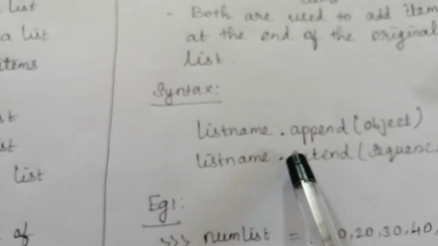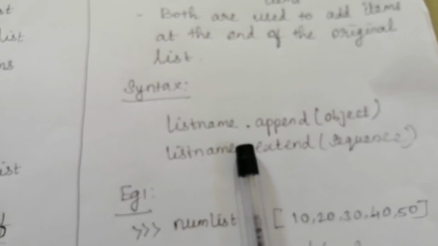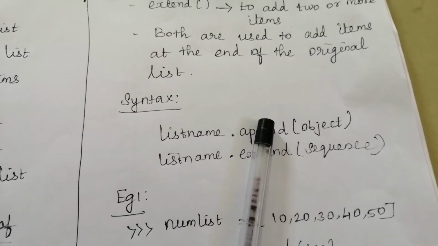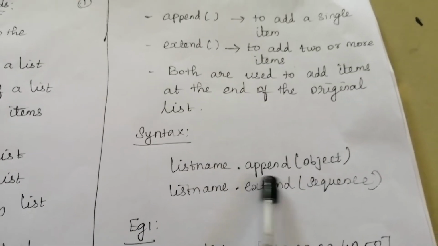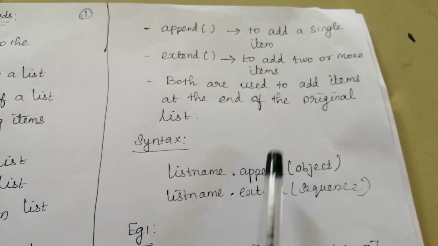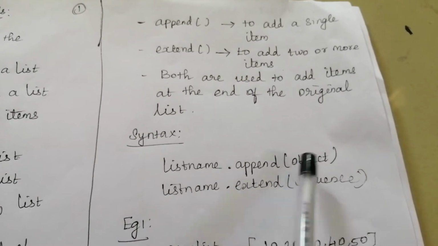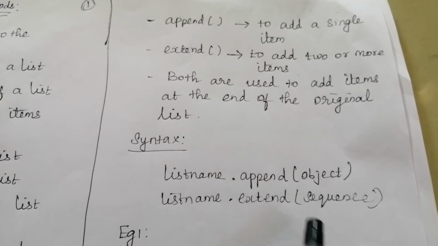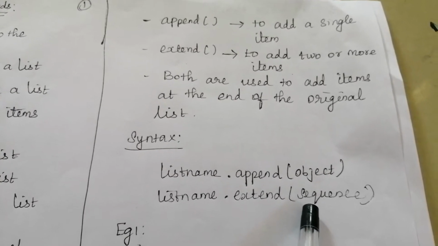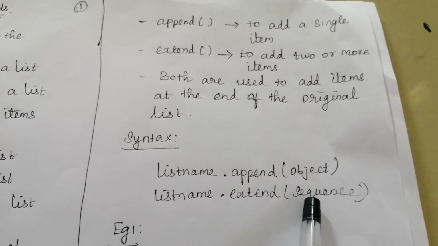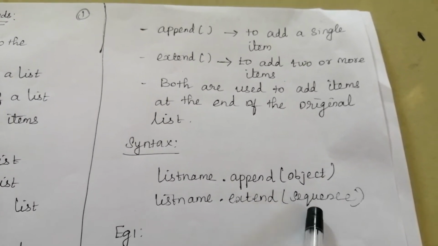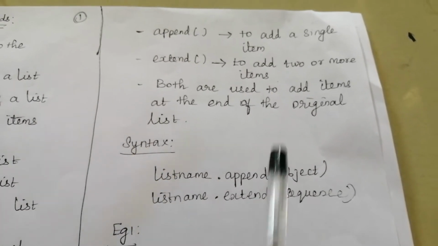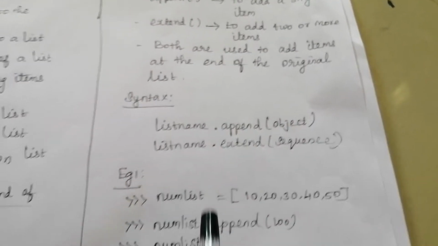See, this is the syntax to represent the append as well as extend methods. Append accepts only one argument, since it is going to add only one item at the end of the list. With the help of the extend method, you can add two or more items to the end of the list. It accepts a sequence like a list, tuple, dictionary, or it may be a string. So this is how to add elements to the end of the list.